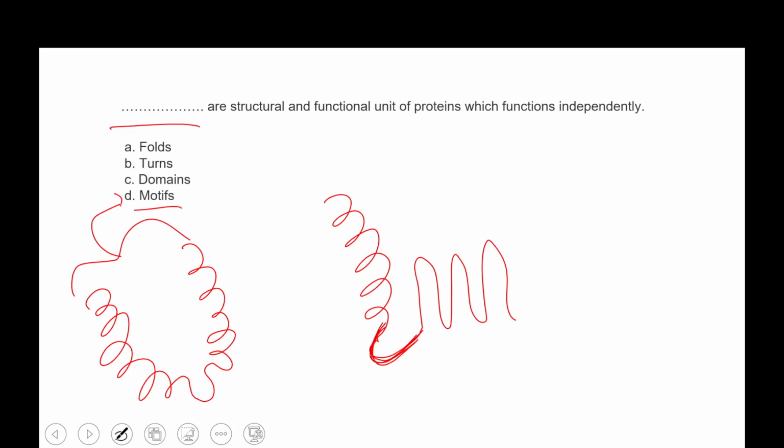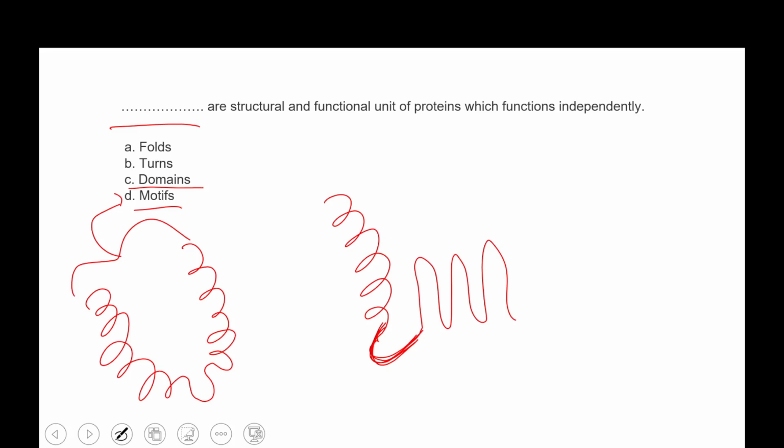However, a domain, in three dimensions, shows a particular portion of a protein which is able to give functionality to the protein. So domains are decided three dimensionally. However, motifs are some sort of super secondary structure present in the protein. Domains can function independently. Suppose you have one such big protein and you take one domain. That domain has some particular activity which can be performed independently.